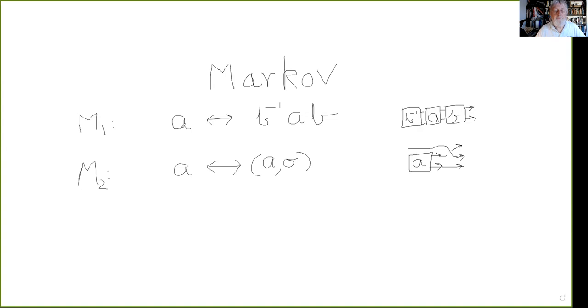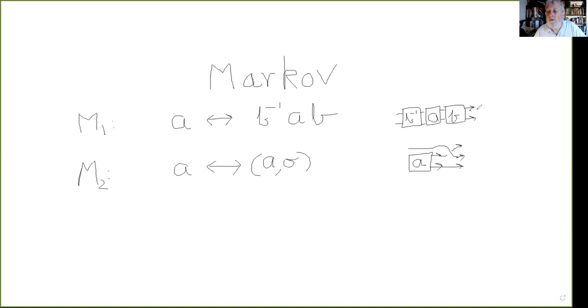We take a braid A and we conjugate it by B. So it's B inverse AB, which I've drawn as a diagram here. I'll put in the inputs here. And the other Markov move, which I've written as A going to A comma sigma. Sigma is just denoting a crossing. The picture looks like the following. A belongs to BN, so it's got N strings, and then we add another string to make N plus one strings, and then we take this string and introduce a crossing here on the right, like so. So that changes A here to A comma sigma. So those are the two Markov moves.